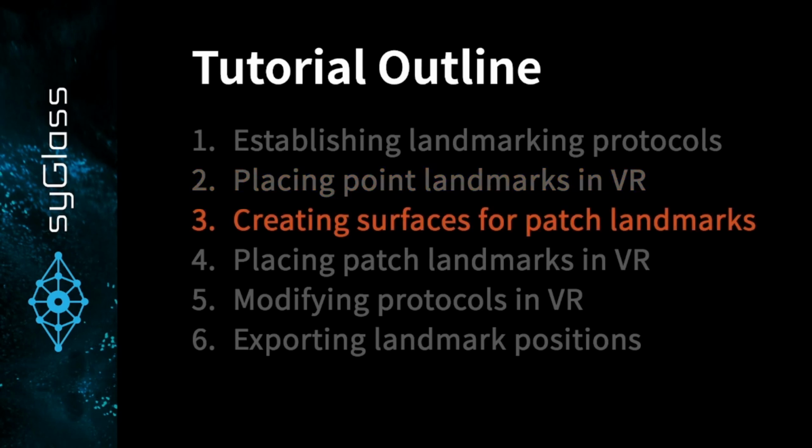We'll talk about creating surfaces, which are the structures onto which patch landmarks can be snapped. And then, of course, we'll talk about how to place these patch landmarks and how to adjust them in VR. We'll discuss modifying the landmarking protocols in VR. And finally, we'll talk about exporting the landmark positions out of syGlass so that they can be analyzed downstream.